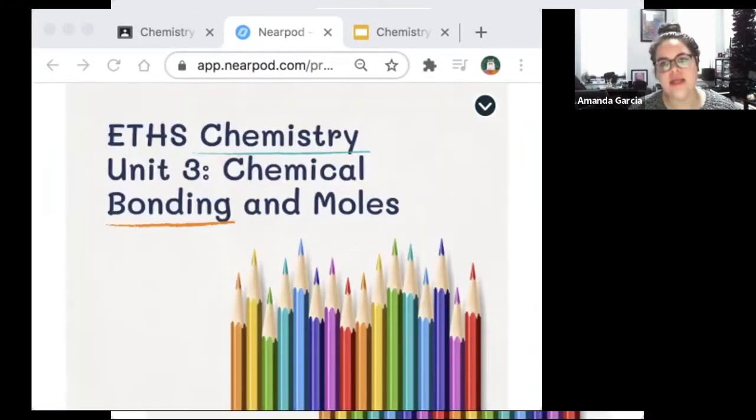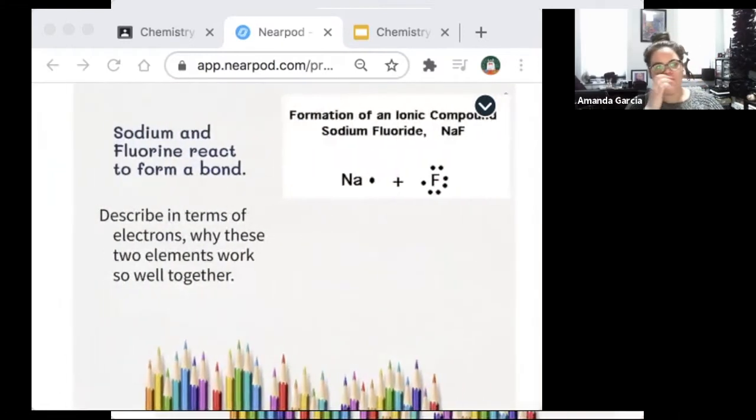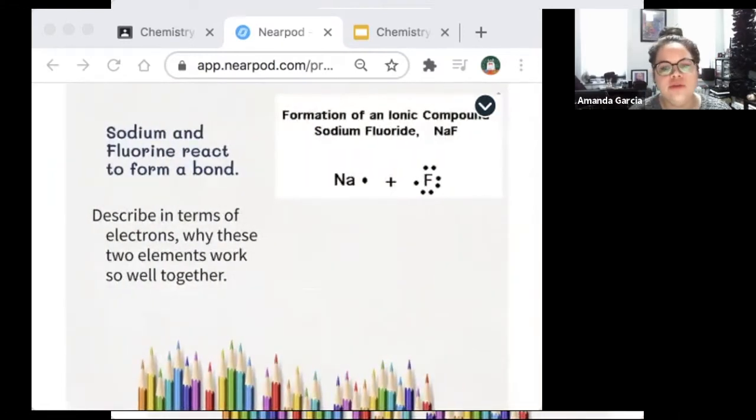Get out of here. Today, I'm going to show you that you guys already know a lot when it comes to the basics of chemical bonding. You just don't know the words to describe it, okay? And so we're going to start off with an example. If you look at your screen, we have 2 elements, sodium and fluorine. Sodium's atomic number 11, Na. Fluorine's atomic number 9, the letter F. And I am telling you that they react to form a bond.